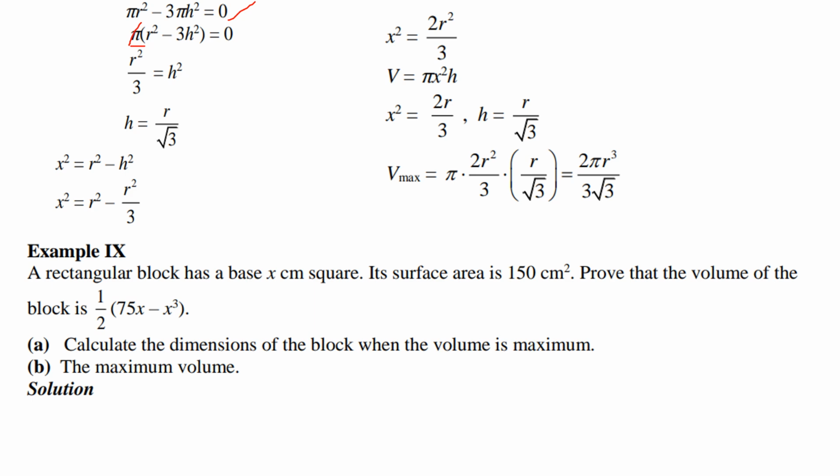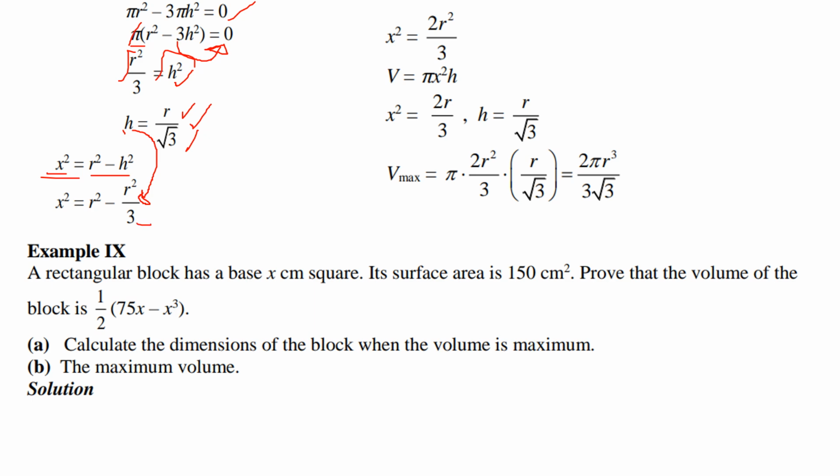So we make r squared the subject by taking 3h squared this side, and then dividing through by 3, and you're going to remain with h squared being the same as r squared divided by 3. Then to remain with h, we find square root on both sides, and you're going to end up with r divided by root of 3. And then we come up with the expression for finding the value of x, which was the radius of our cylinder, which was given from Pythagoras theorem as r squared minus h squared. So we substitute for h squared, which is the same as r squared divided by 3.